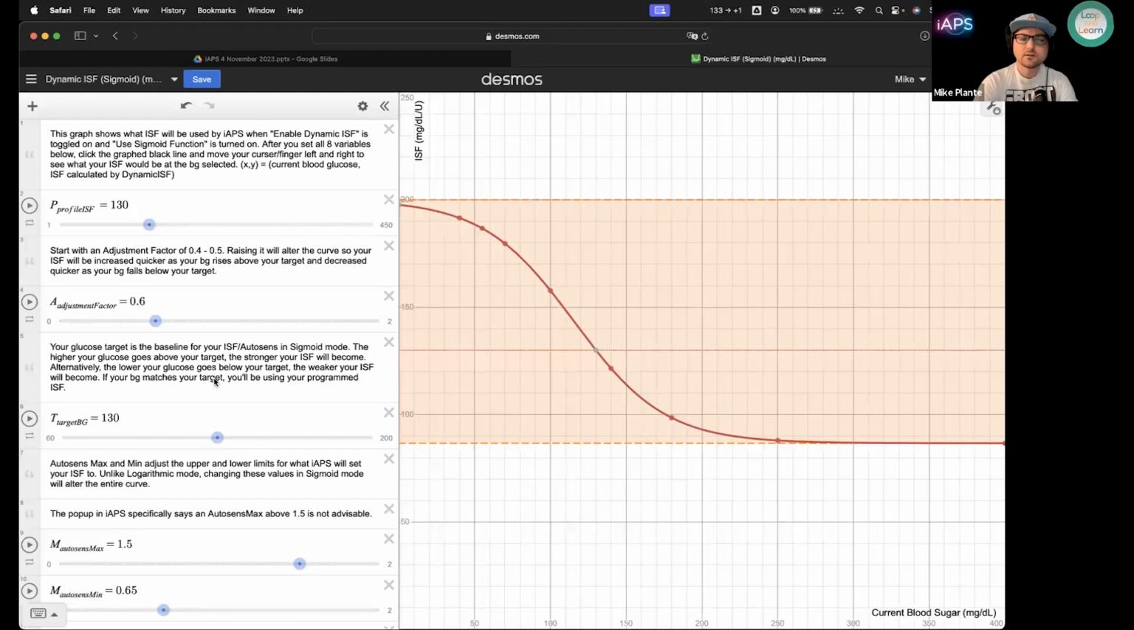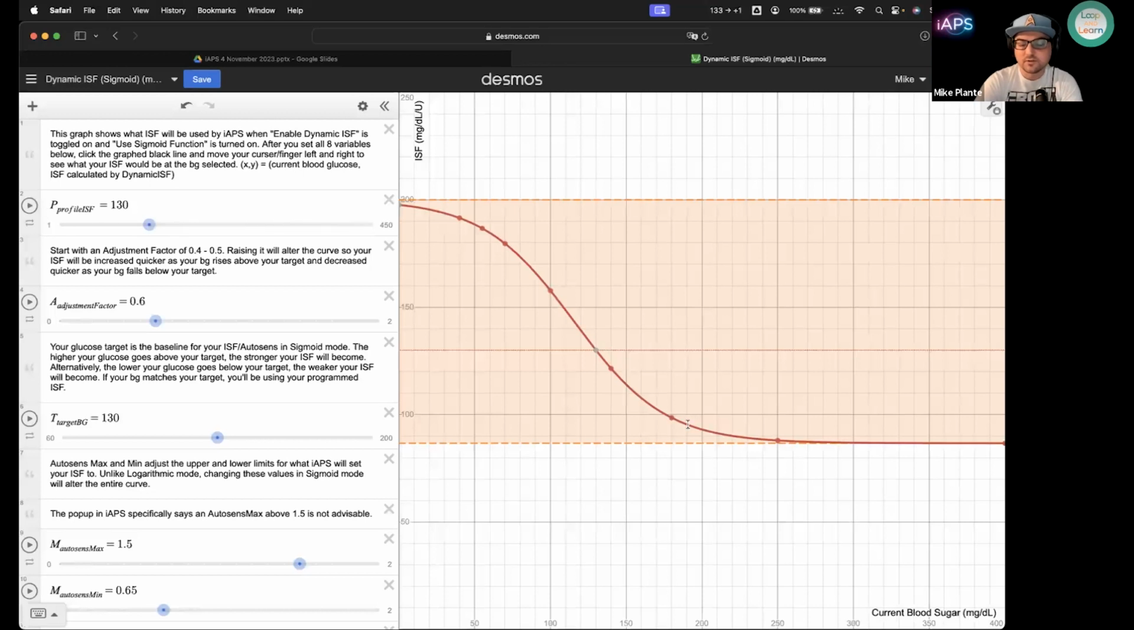It kind of depends, because the thing about the dynamic is that it's based on your current blood sugar. If you're using Sigmoid especially, and your blood sugars are constantly above your target, it's always going to be wanting to increase your ISF because you're above target. But really, it might be that your basals are just too low.